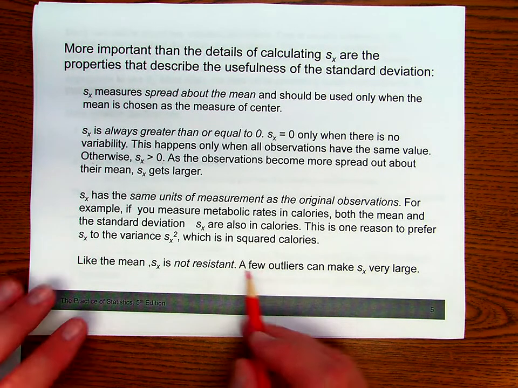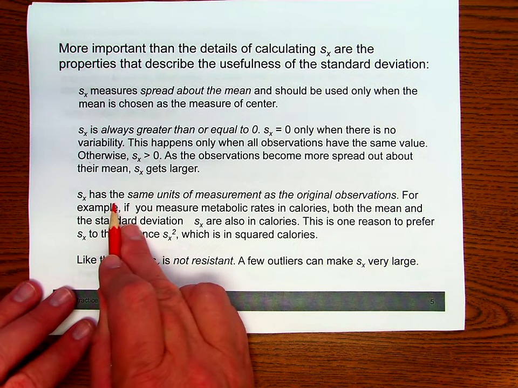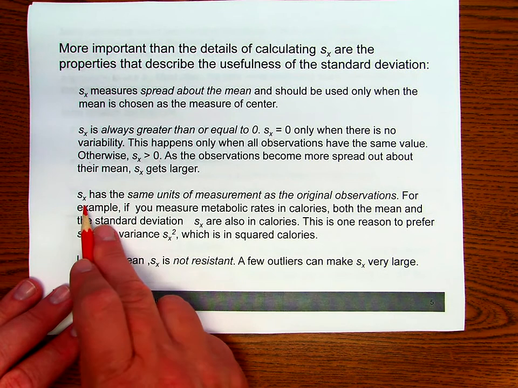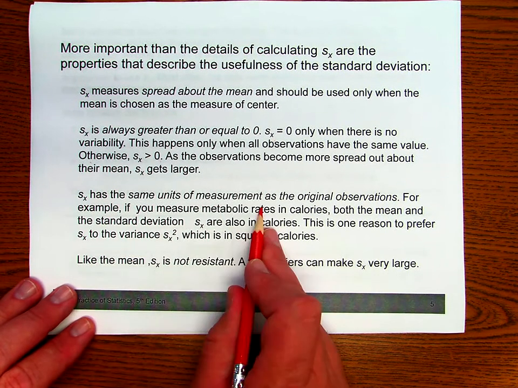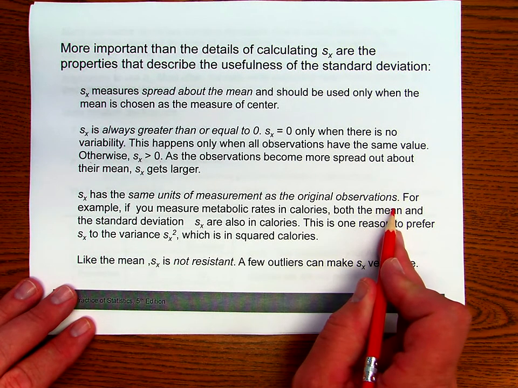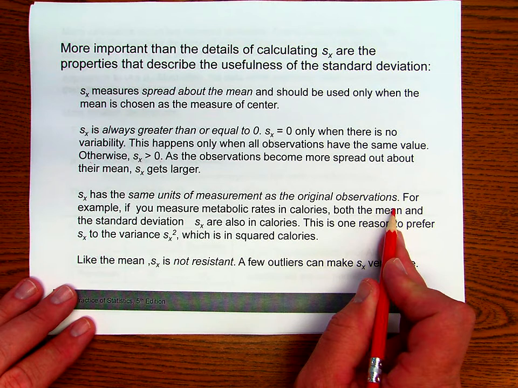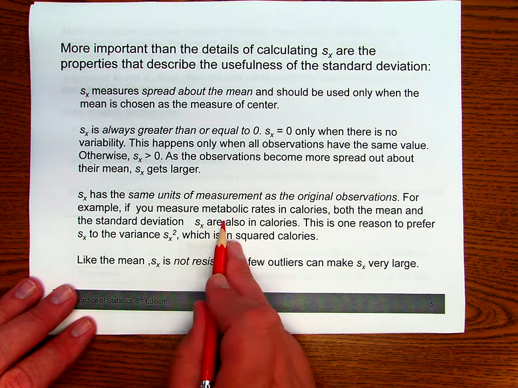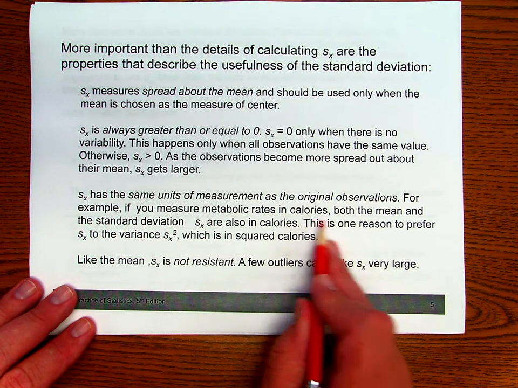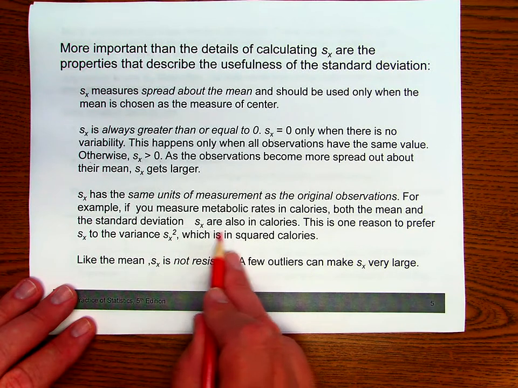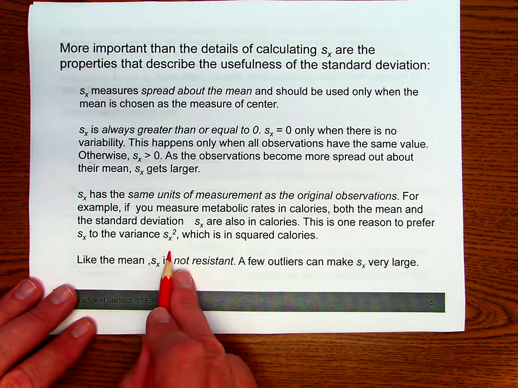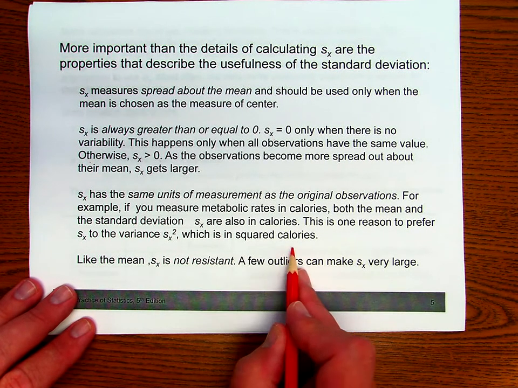Okay, in terms of keeping things in context, you always have to have units when you're answering questions. Standard deviation has the same units of measurement as the original observations. So for that previous example, the observations were a number of pets, so standard deviation is a number of pets. For example, if you measure metabolic rates in calories, both the mean and standard deviation, S sub x, are also in calories. This is one reason to prefer standard deviation to the variance, which is in squared calories. So going back to that first example, the variance would be in squared pets.